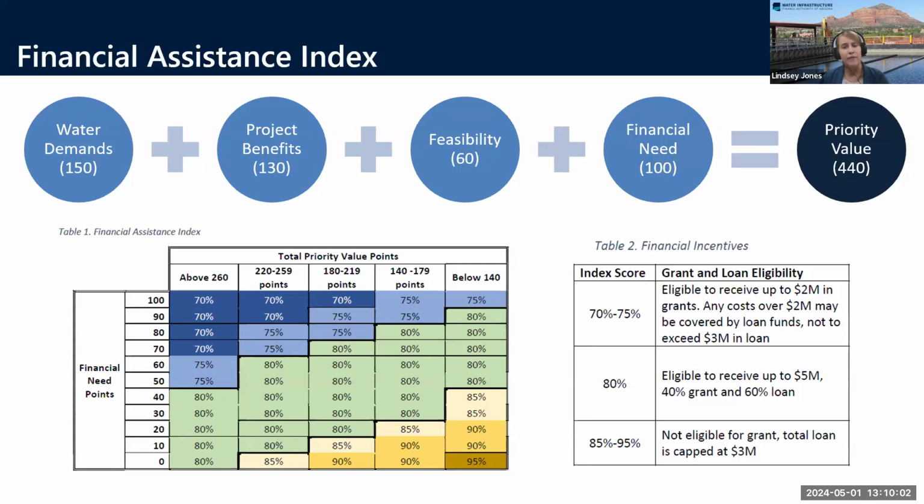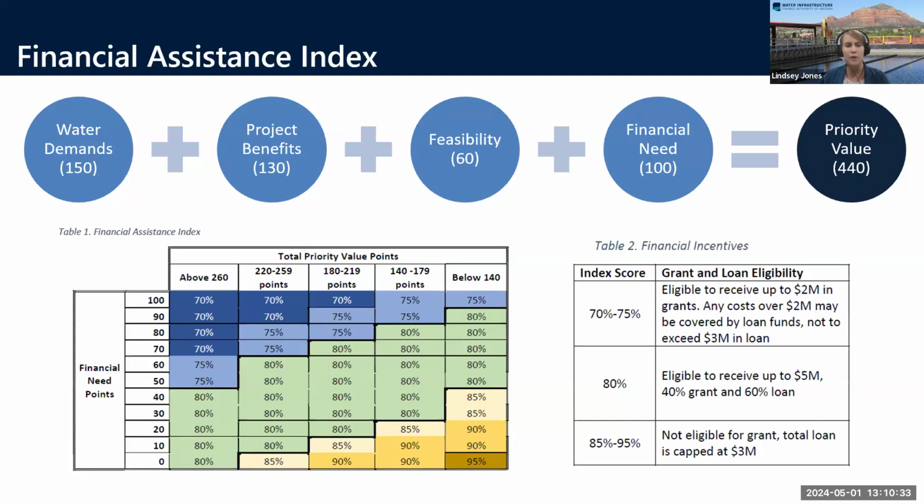Finally, we have the 100 points for the financial need category, which is determined based on the area's median household income, or MHI, which can be found on the US Census website. So we will compare the area's MHI to the state's MHI and determine the amount of points, which will range from anywhere from 0 to 100 points. And the exact values can be found within that PPL application, which, as I said, is on our website.